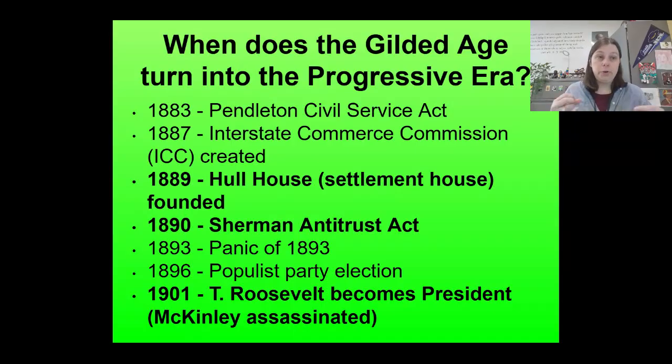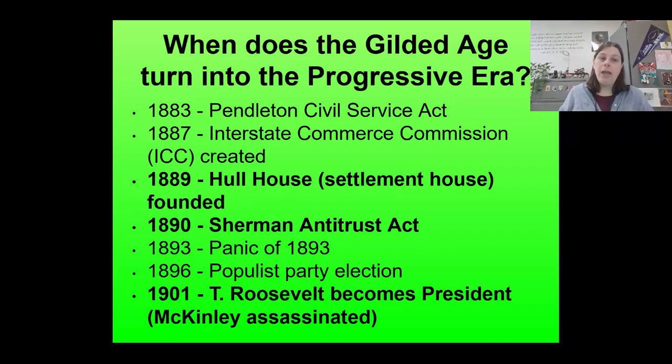We have some of the first federal reform laws passed. The Pendleton Civil Service Act, which is passed after the assassination of the president with the intent of reforming the bureaucracy and getting rid of the spoils system. That's really one of the first political reform laws, passed in 1883. I mentioned earlier the Interstate Commerce Commission, or the ICC. That's the first federal regulatory agency. So that's also a point where you could say, okay, this feels kind of progressive.